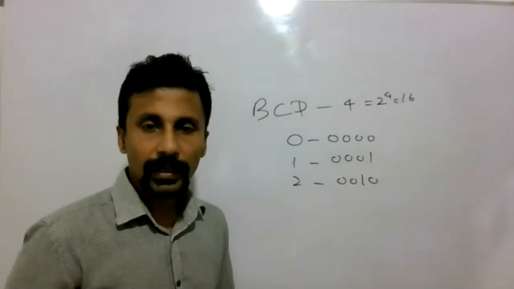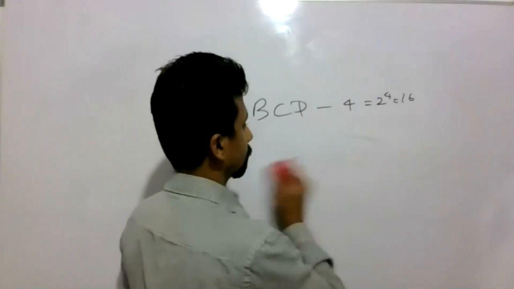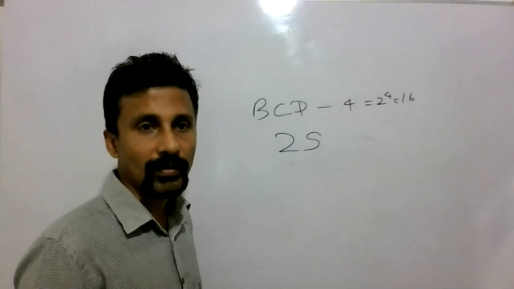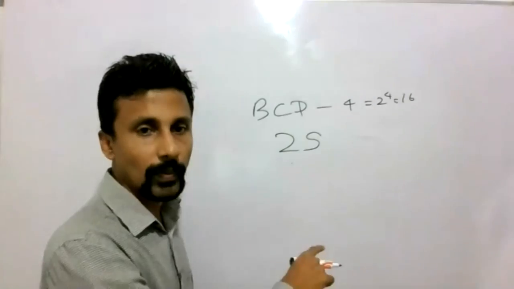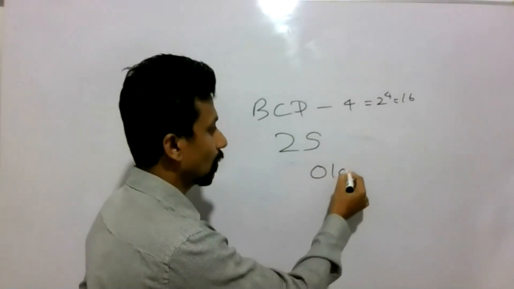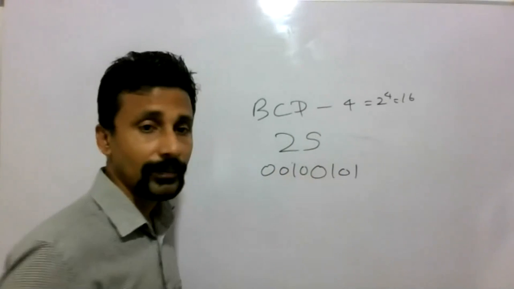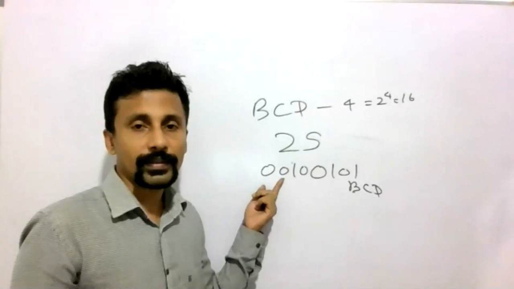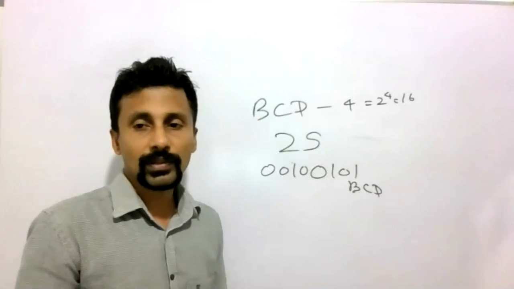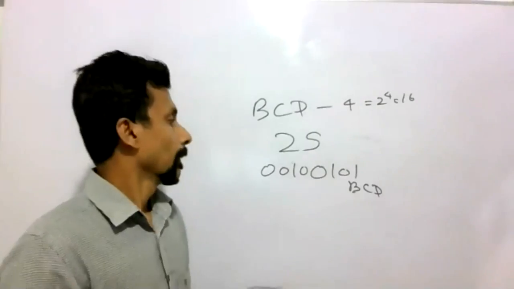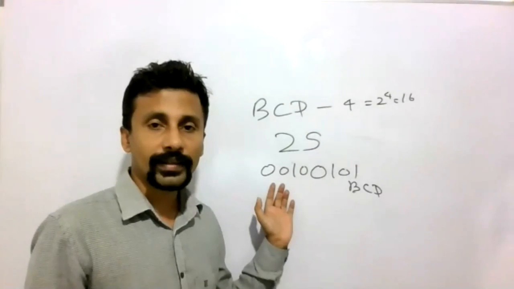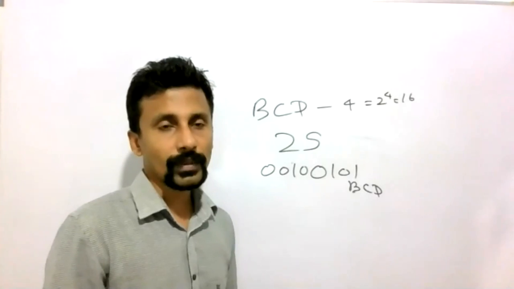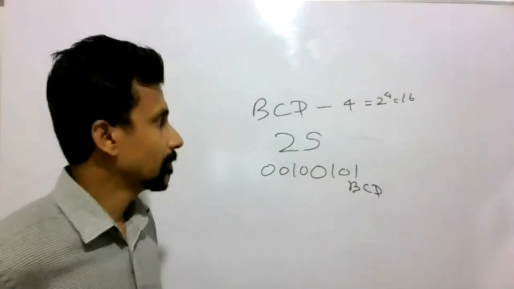So if you get a number and are asked to write it in BCD, say 25 in decimal, each digit is represented with 4 binary digits: 0, 0, 1, 0 for 2 and 0, 1, 0, 1 for 5. Remember, in BCD you can't neglect these 2 zeros. Earlier, when you get a binary value, you can neglect leading zeros, but in BCD don't neglect them, or it will be wrong. So you have to put these 2 zeros even when representing in BCD. So this is one coding system, BCD.